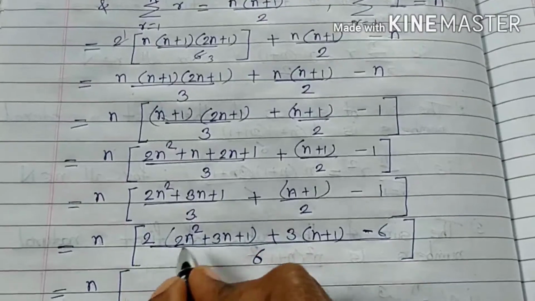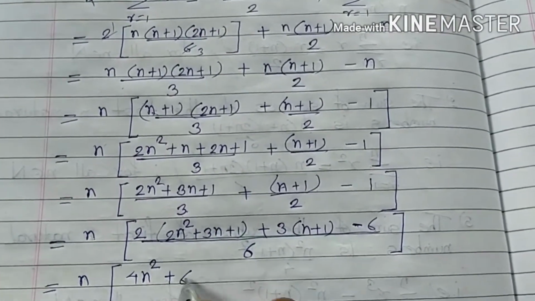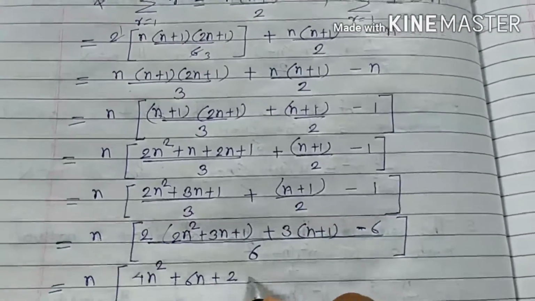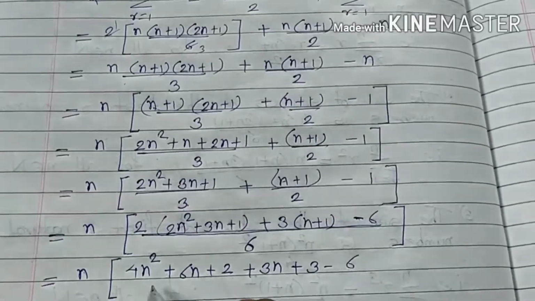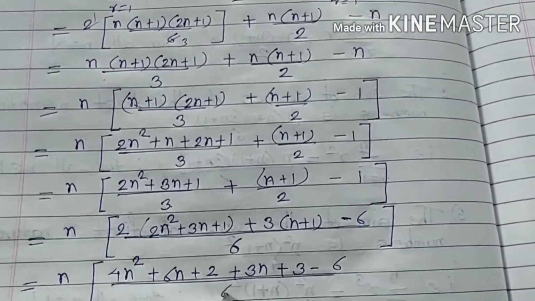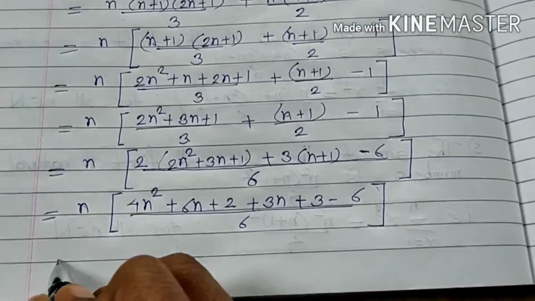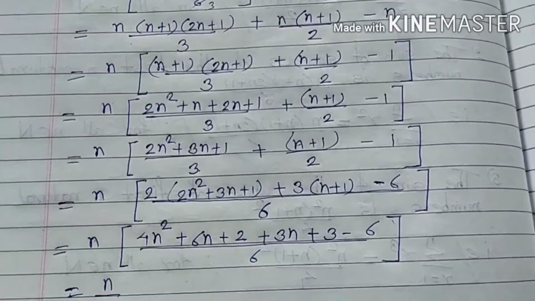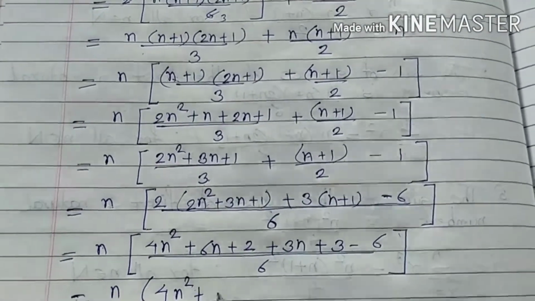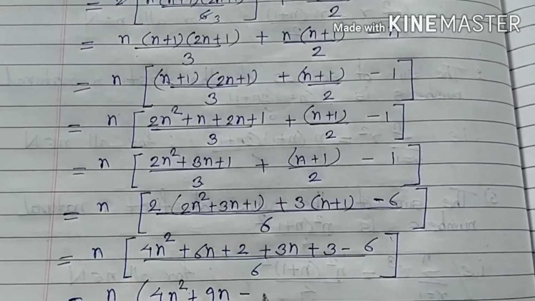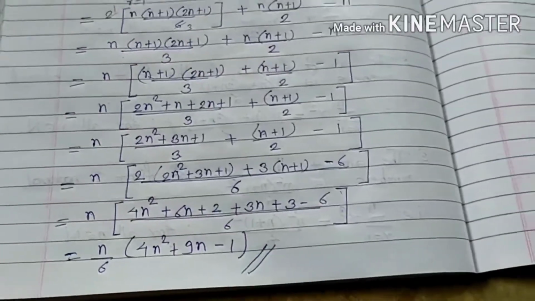Now this 2 is multiplying, so 4n square plus 6n plus 2 plus 3n plus 3 minus 6 upon 6. So next step, which is equal to n upon 6 and this term 4n square plus 9n minus 1. So this is your answer.